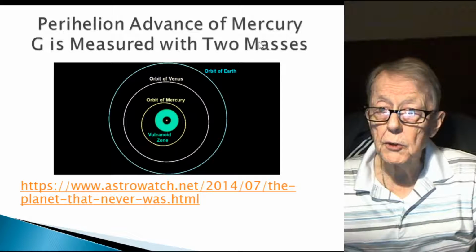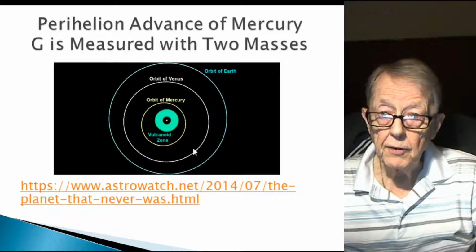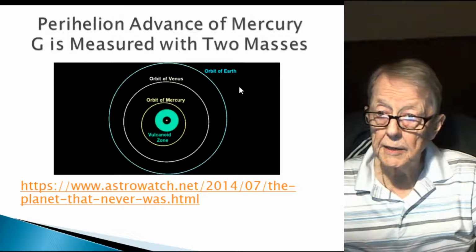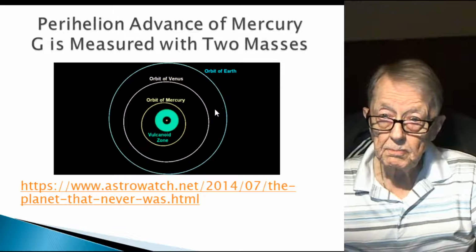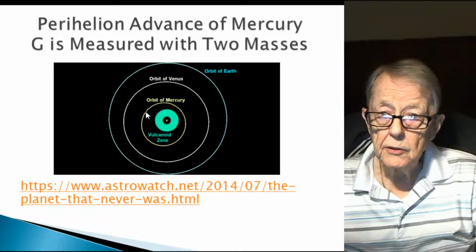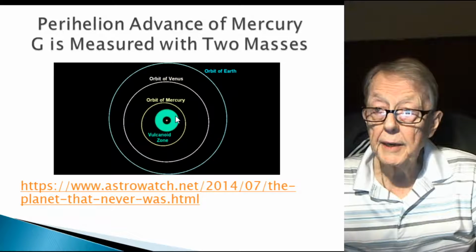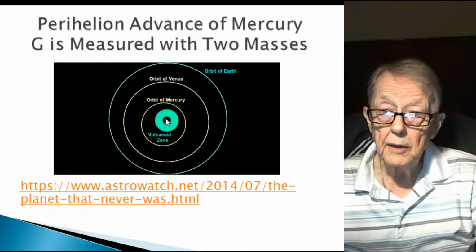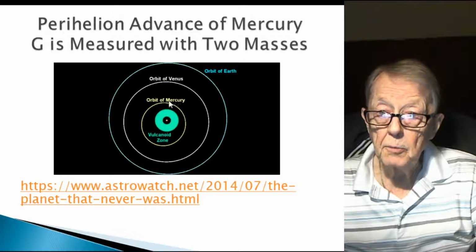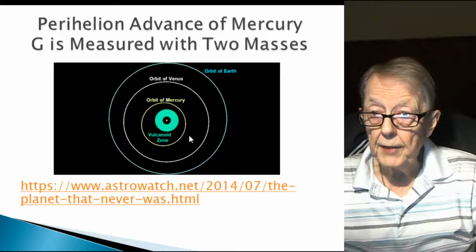Normally, G is measured with two masses, but in fact, there's more to it than that. You have the Sun, you have the orbit of Mercury, orbit of Venus and Earth, and then you have Mars and Jupiter and all the rest of them. So when you use Newton's equation to calculate what this path is going to be, the two-body equation, mass 1 and mass 2, yeah, you can do Mercury and Sun, but then you've got to do Mercury and Venus, and then Mercury and Earth, and it gets pretty complex if you're going to do it correctly. And that needs to be done.